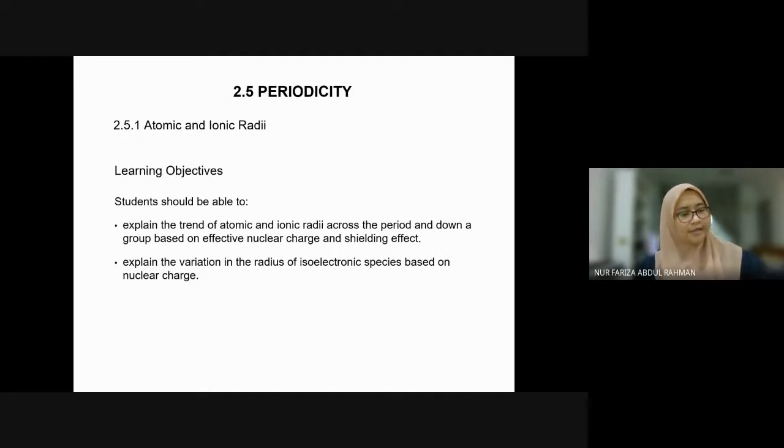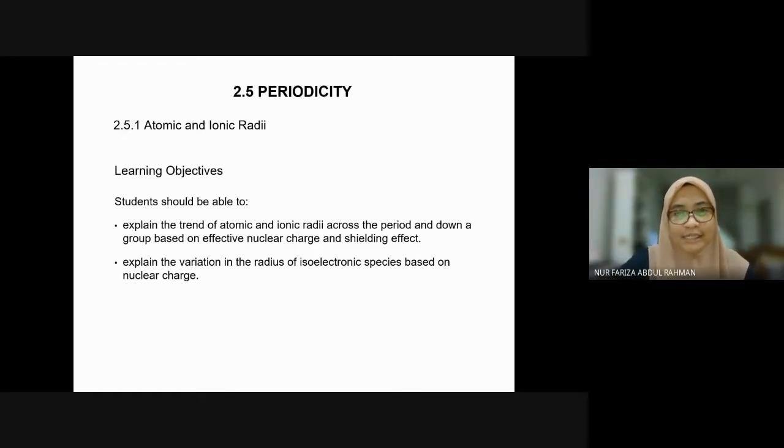Okay, alright, so I need 3 minutes. Obviously we will not go into periodicity, it is another story that is rather long. But just to give you an overview of what periodicity is.